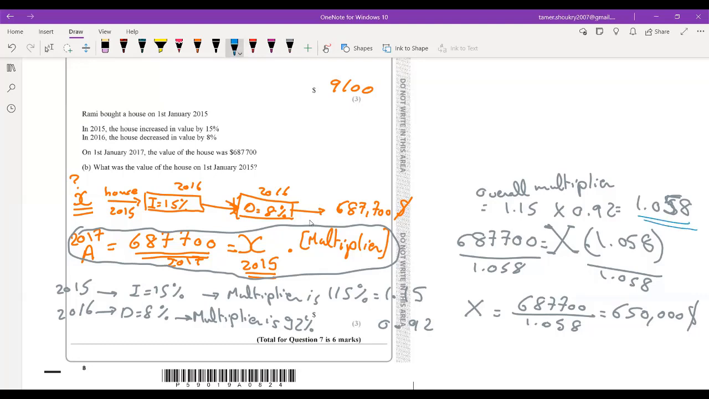And then we multiply this by the price of the house. We get the final price. He wants the price of the house. So the price of the house is the final price divided by the multiplier. Now the answer is X equal 650,000. We write it here. Okay, so this is the final answer.